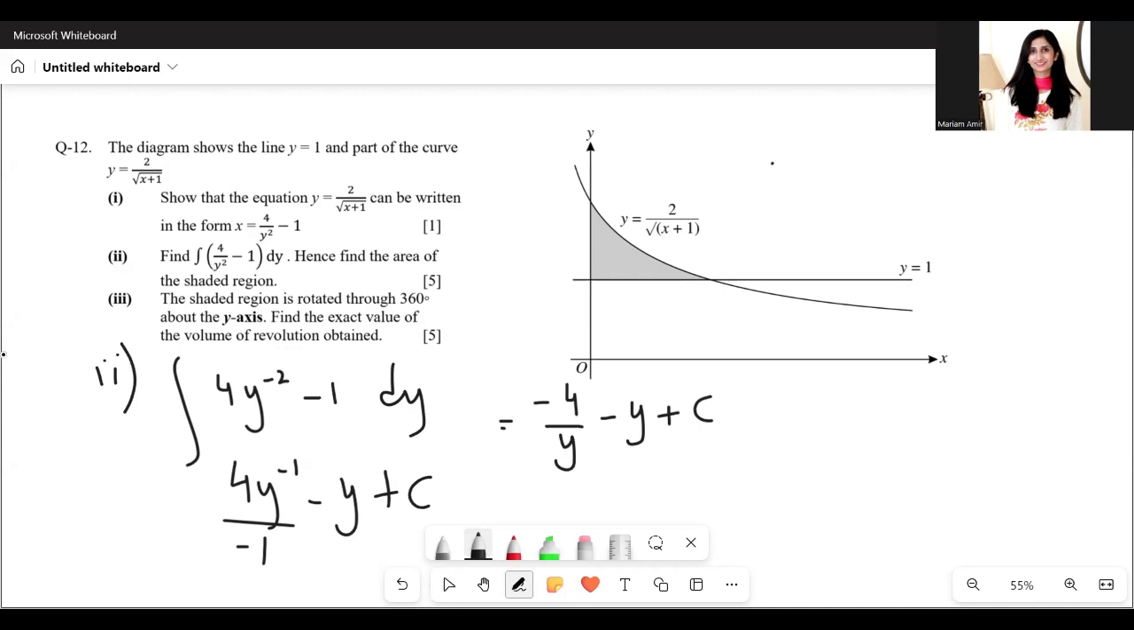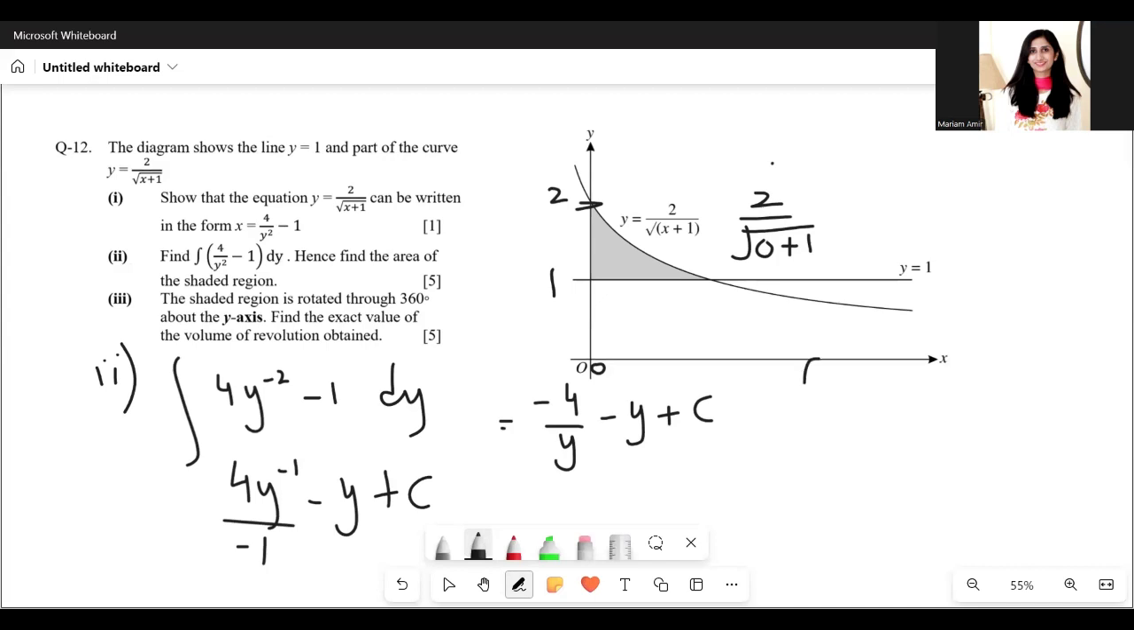Okay, now we have to find the area. So area of the shaded region, we need the limits of y. So the lower limit is 1. And to find the upper limit, the x is 0 over here. So we're going to substitute 0. So 2 upon square root of 0 plus 1, that's just going to be 2 upon square root of 1, which is just 2 upon 1. So the upper limit is 2.